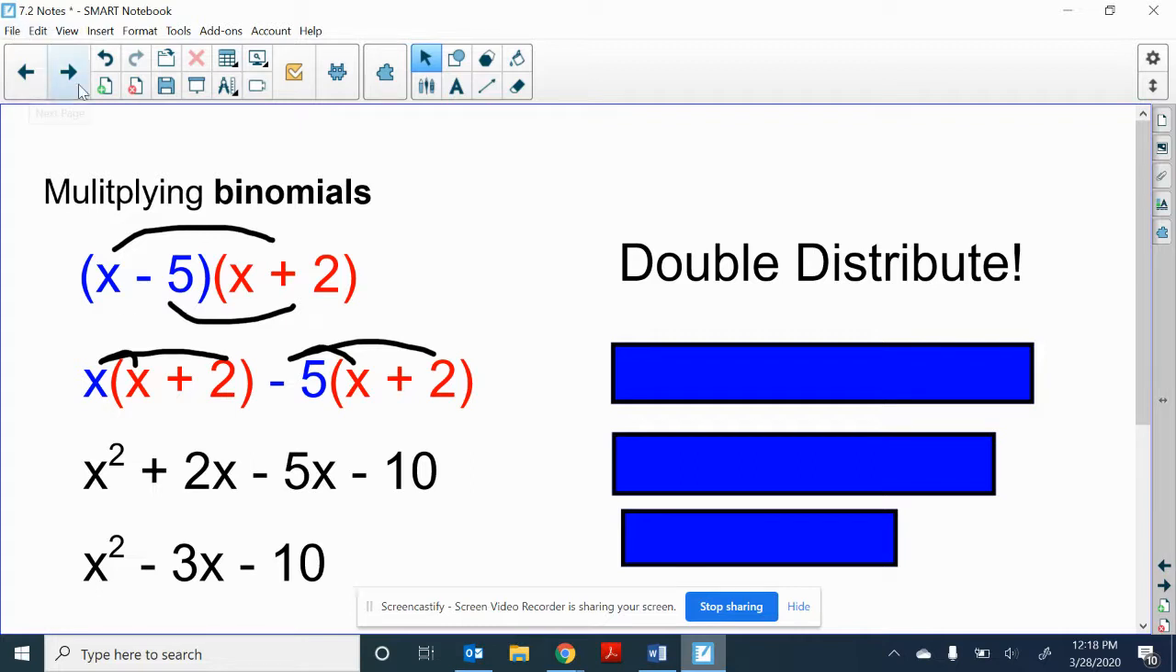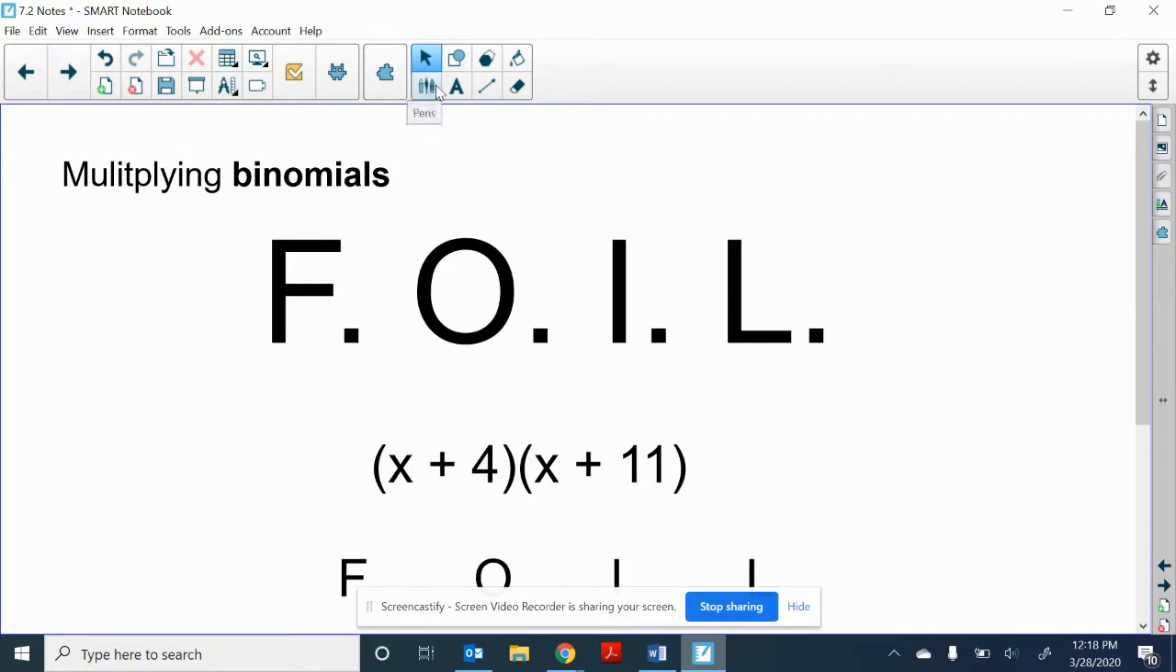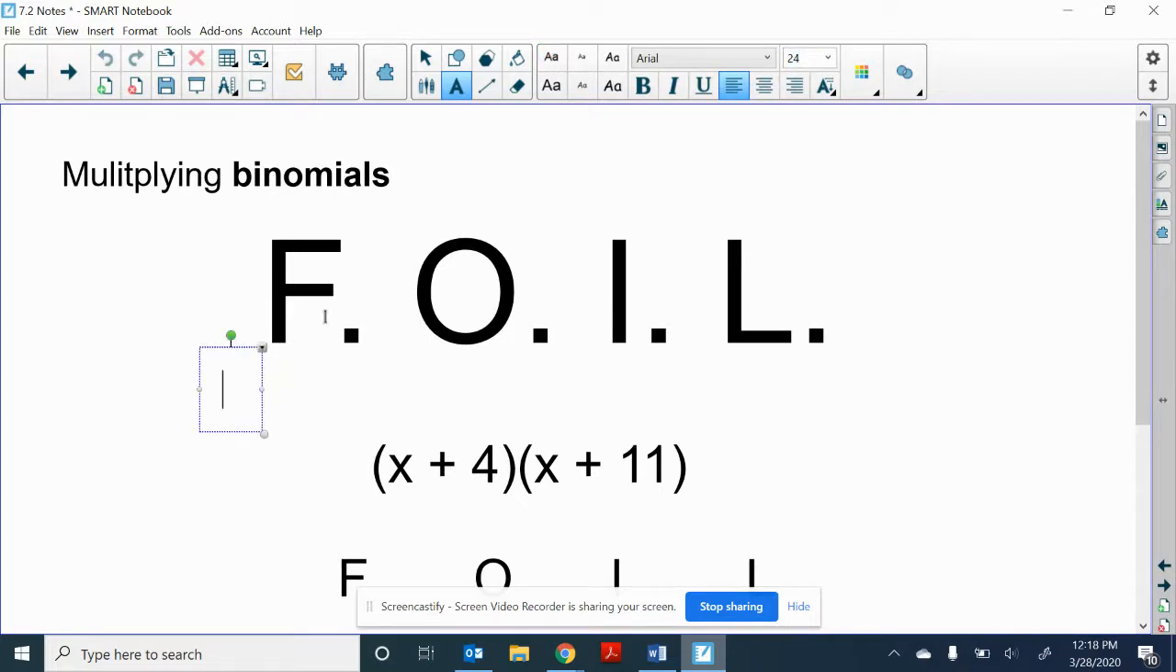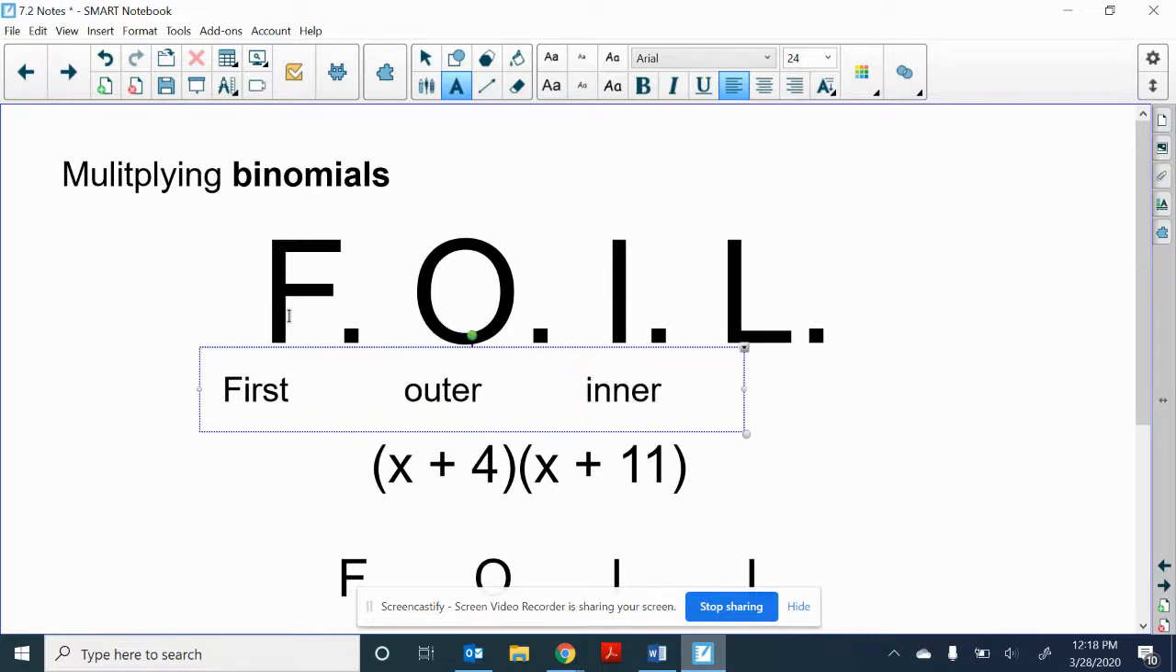All right, so a little bit more on foiling. What does FOIL actually stand for? Okay, so the F stands for first. The O stands for outer. The I stands for inner. And the L stands for last. First, outer, inner, last. FOIL. What does that mean?